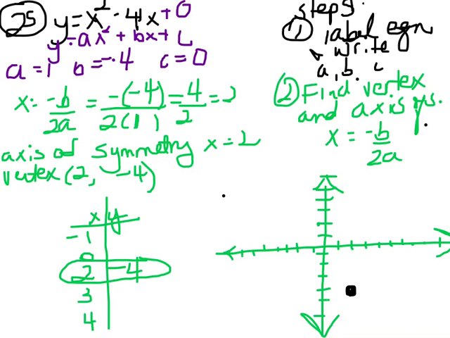Now, I know this graph is going to open up because if I look at the a value, it was a positive number. If it had been a negative number, it would have been an upside down U, like I'll draw it here. But mine is a positive value, so I know it's going to open up. A negative a value always causes the parabola to flip upside down. This is called a reflection.